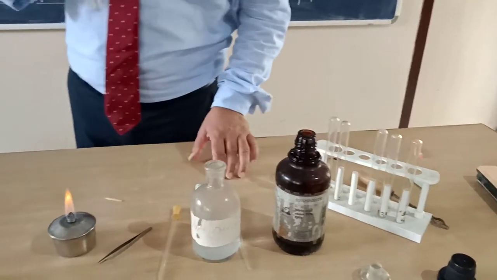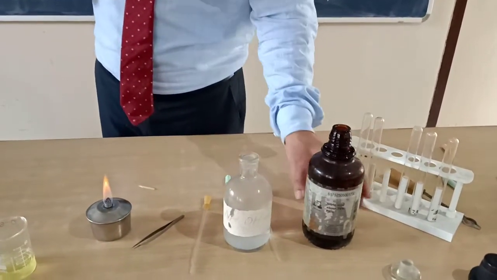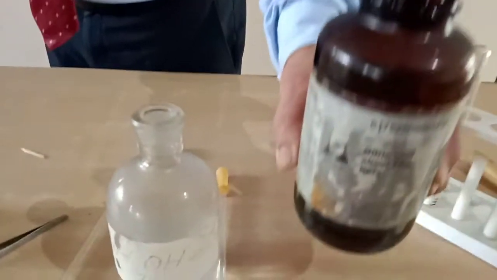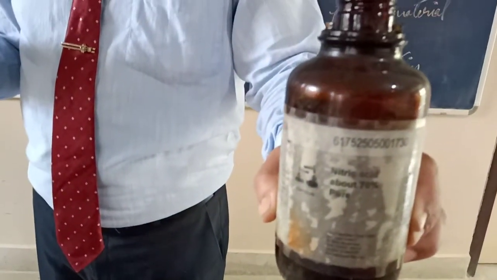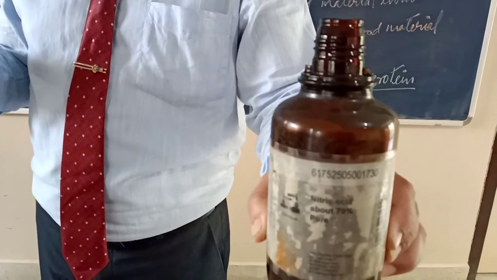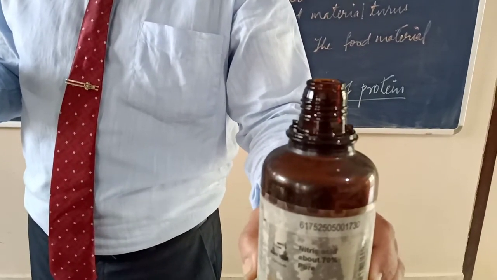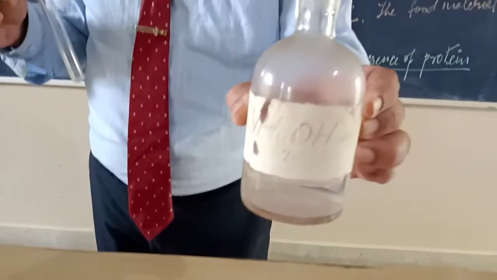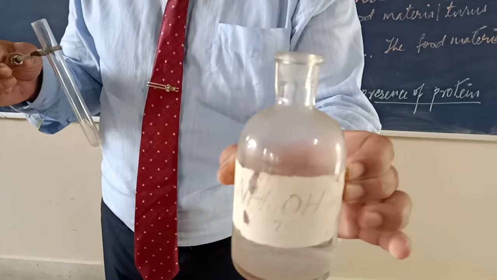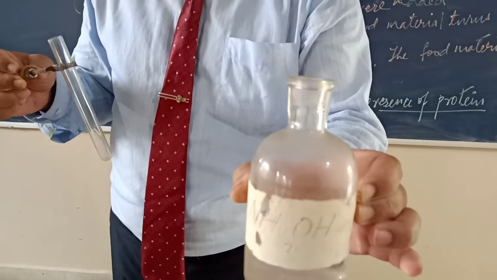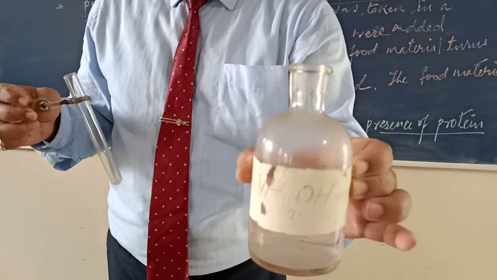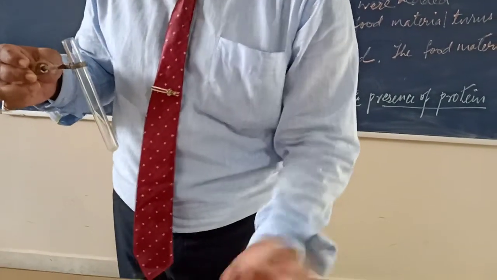Now the chemicals which we need: we require conc HNO3. Close it. This is conc HNO3. This is concentrated and we should use this very carefully because it may cause damage to your skin. And this is moderately concentrated NH4OH, ammonium hydroxide. These two chemicals we have to use.